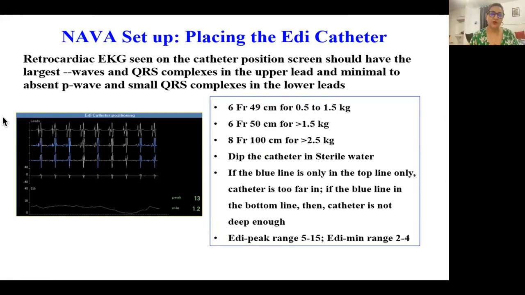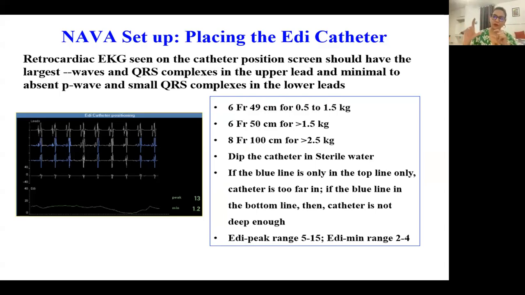Once we have done that, we start looking at this ECG. As I said, the topmost is the tallest and the lowermost is the smallest, and the blue is in the center. If the blue line is only on the top line, that means you have put the catheter too much in, so you will pull it out. If the blue line is on the bottom line, that means the catheter is not deep enough, so you will push it further. This is how you will titrate.